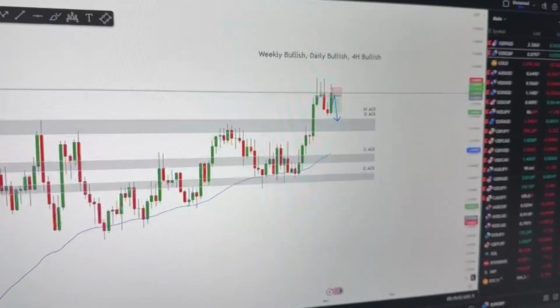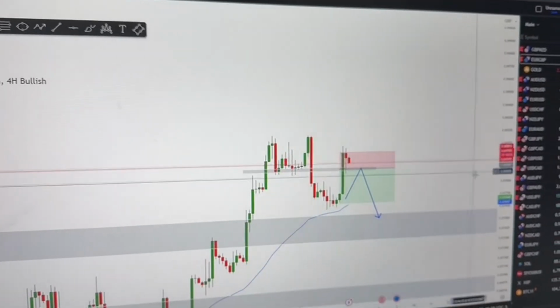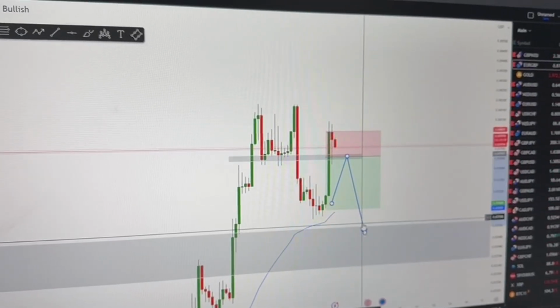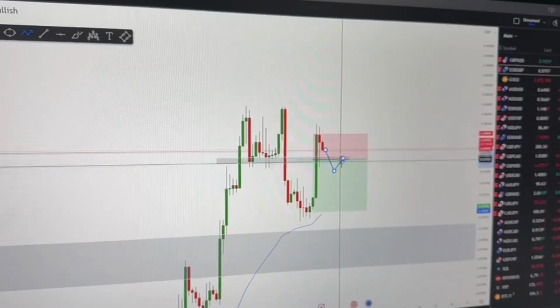So on EURGBP, we're still waiting for the market to come back down. It finally went above this area we have here. So I'm going to be waiting for something similar to this, to break out and retest back here.